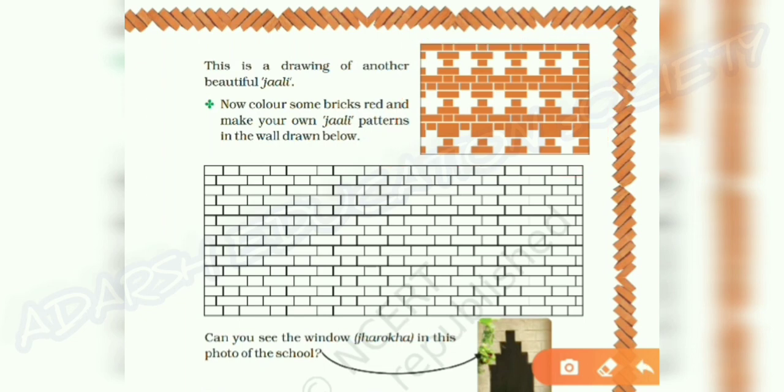Now children, next, color some bricks red and make your own Jali patterns in the wall drawn below. Here they give us one wall which is made by bricks. Now here you have to draw your own design or pattern of Jali and color it with red. Okay children, here you can draw whatever you want to draw.